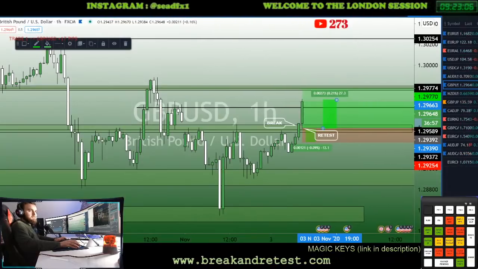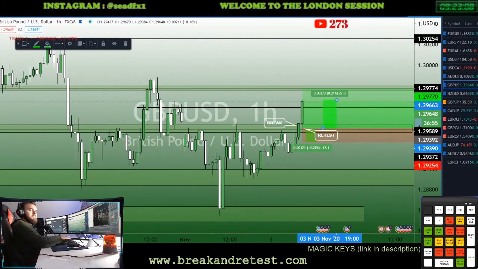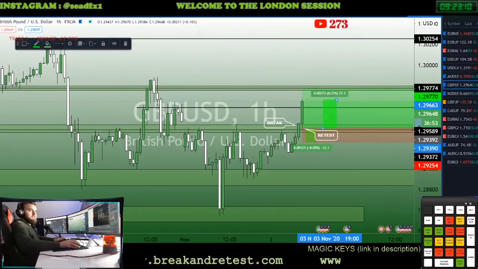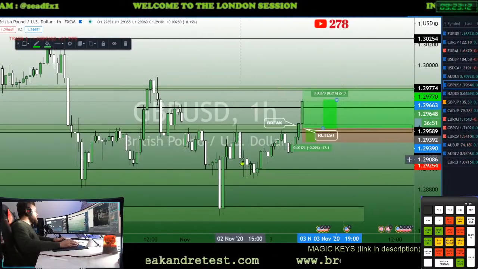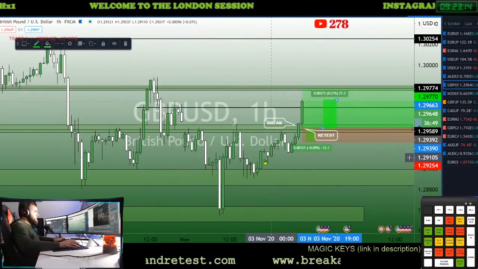27 pips. This is going very nice. Was a clean break and retest. Clean break and retest.